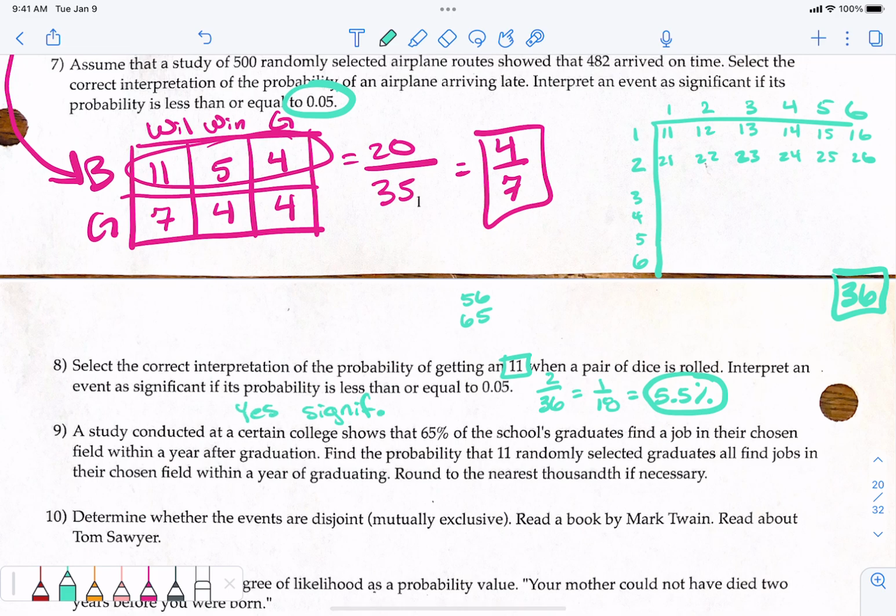I thought it was not. It's not. No, it's not significant. Okay, I'm still thinking about 12. Not significant because 5.5 is greater. Good. Not significant.